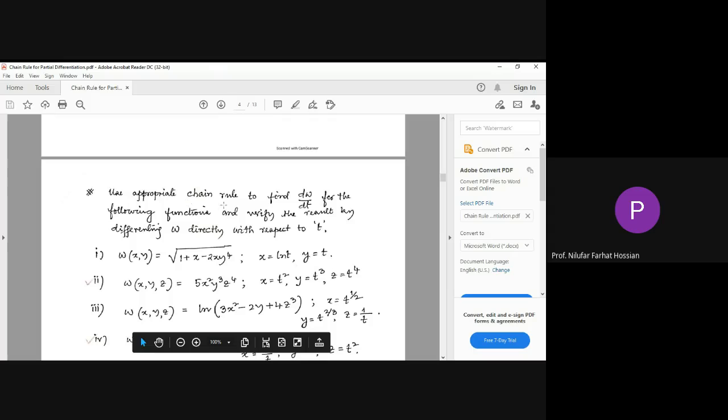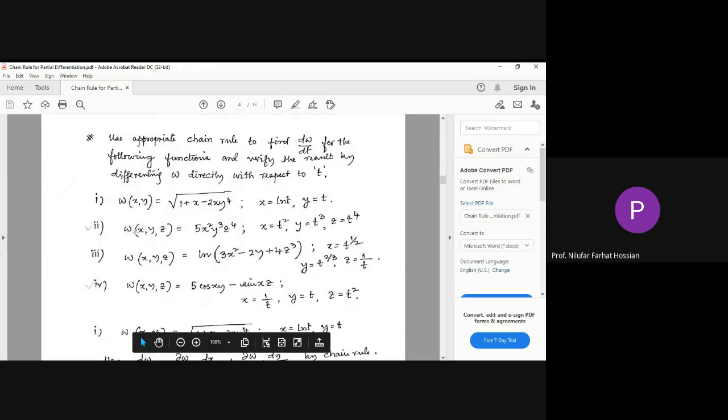Use the appropriate chain rule to find dw by dt, so this is a total derivative, for the following functions, and verify the result by differentiating w directly with respect to t. Here I have, let me show the first one at first. Okay, I think it will be problematic. Let us do the second one. It will take time to explain. So I'm doing the second one.